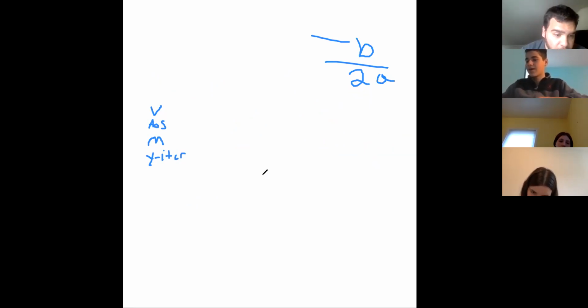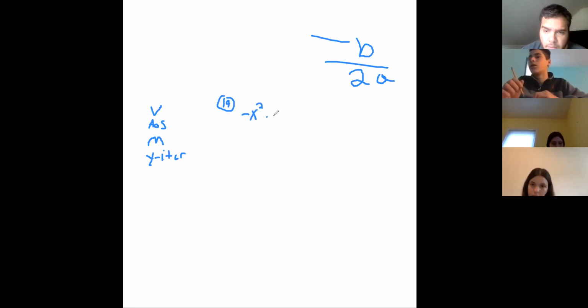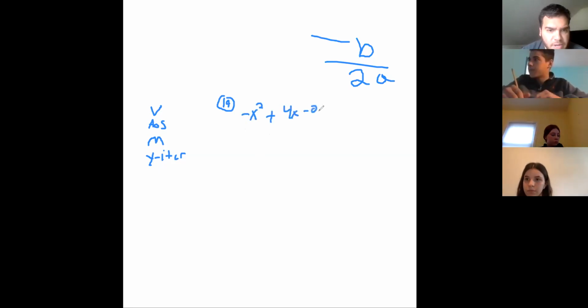So I'm going to pick number 19, okay? Seems a little tougher. Actually, let's see. Are there any fractions here? Because I know both Rebecca and Dear asked for help with fractions. It's not on this page, so we'll do that another time. So let's do negative x squared plus 4x minus 2. This is number 19.